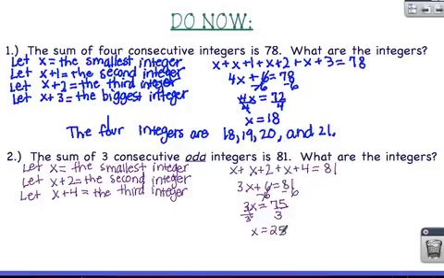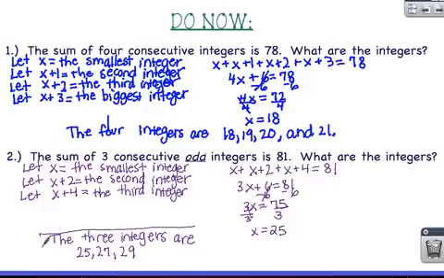X is our smallest integer. x plus 2, 25 plus 2, would be our second integer, which in this case would be 27, and then x plus 4, or 25 plus 4, which is 29, is our third integer. So the three integers are 25, 27, and 29. Those are the three consecutive odd integers whose sum is 81.